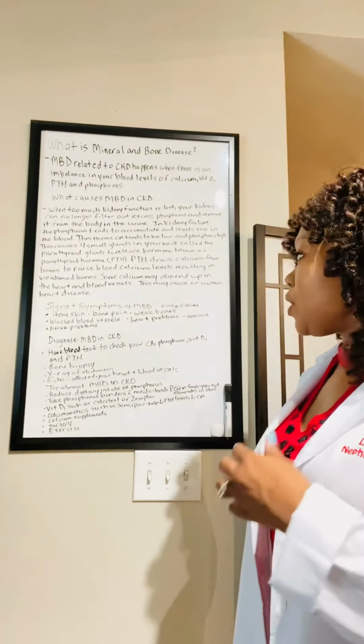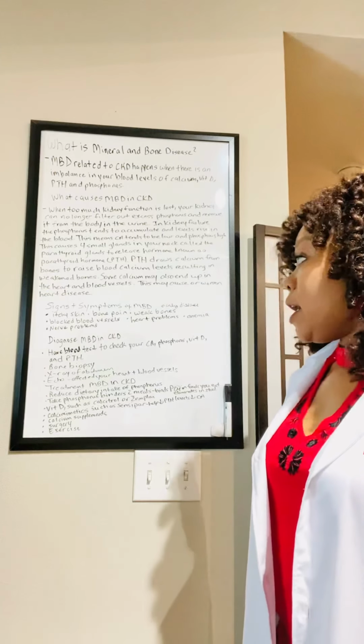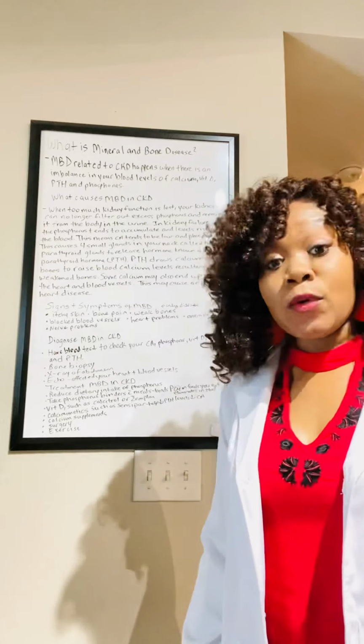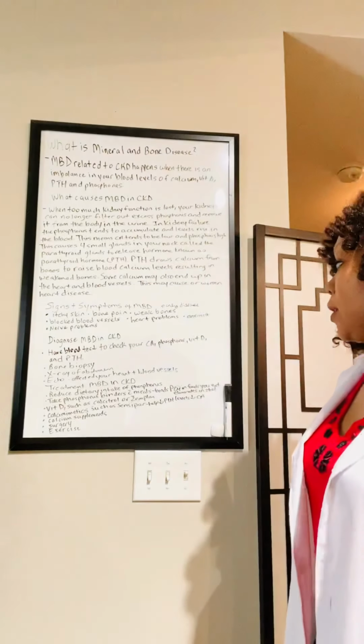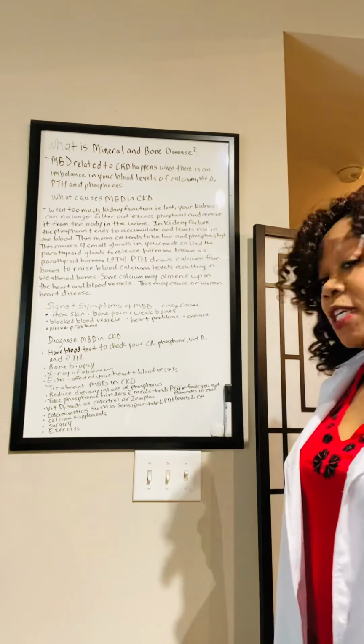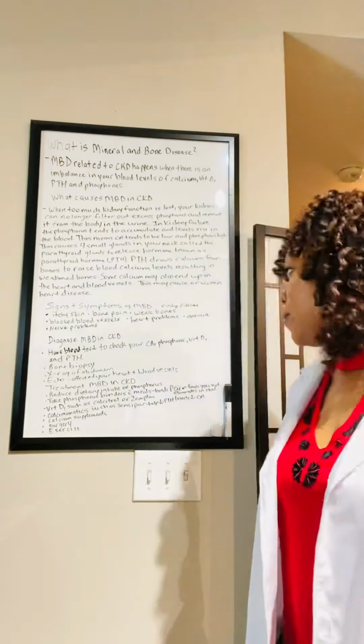So how do we diagnose mineral bone disease in chronic kidney disease? Well, first we do blood tests. We check your blood work for your levels of calcium, phosphorus, vitamin D, and PTH, which is the parathyroid hormone. We also can diagnose mineral bone disease by doing a bone biopsy, an x-ray of your abdomen, and also an echocardiogram, because sometimes, like I said, the mineral bone disease can affect your heart and blood vessels.